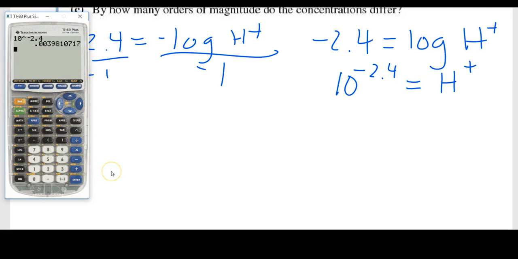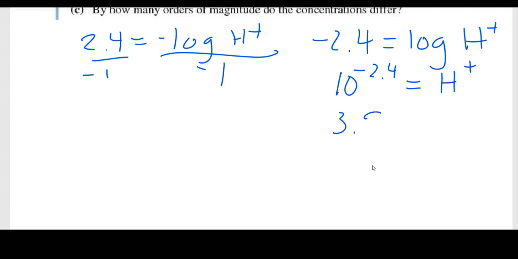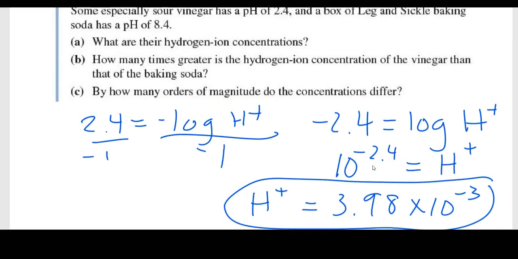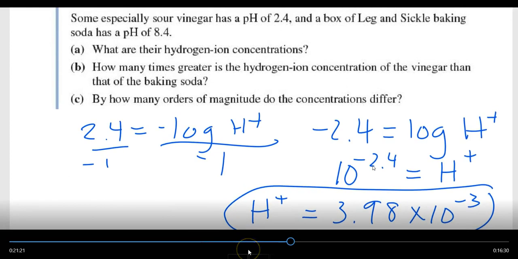So it looks like 3.98 times 10 to the negative third. There you go. A little scientific notation there for you. And you can do the same thing with the other one. I'm sure you'll have a question like that in your Math Excel.